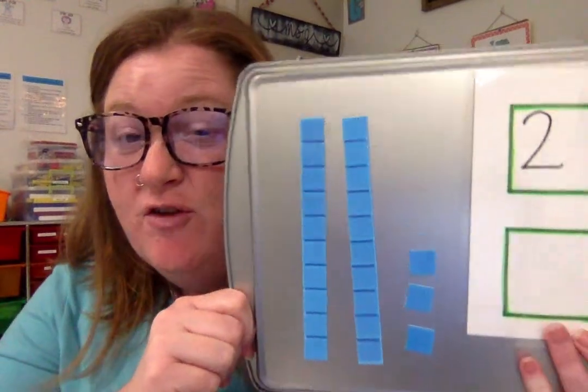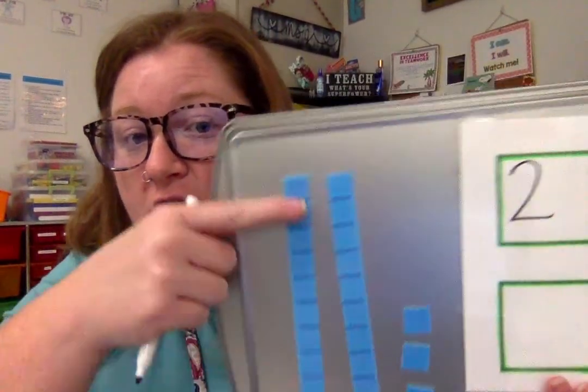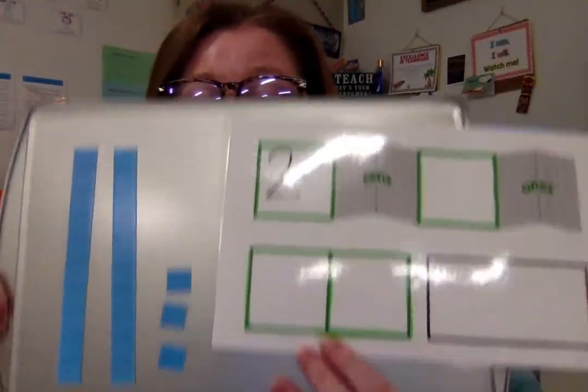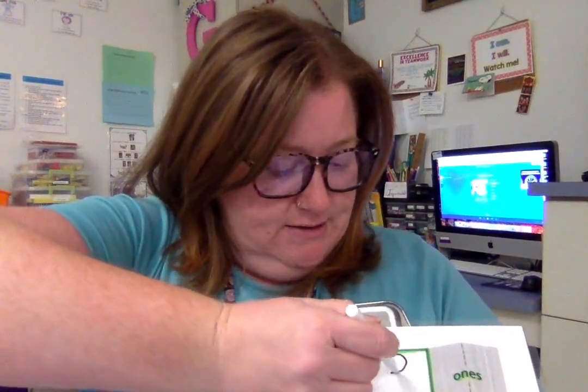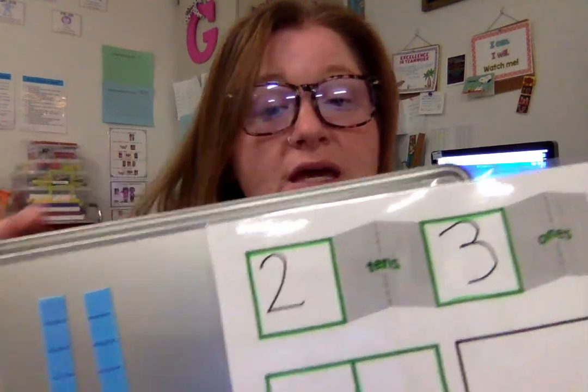Just like when we do a calendar, there's bundles of numbers. Bundles are the same as our group. There are only 2 groups. Then when I look at my ones, there are 3 ones, right? So we have 2 tens and 3 ones.